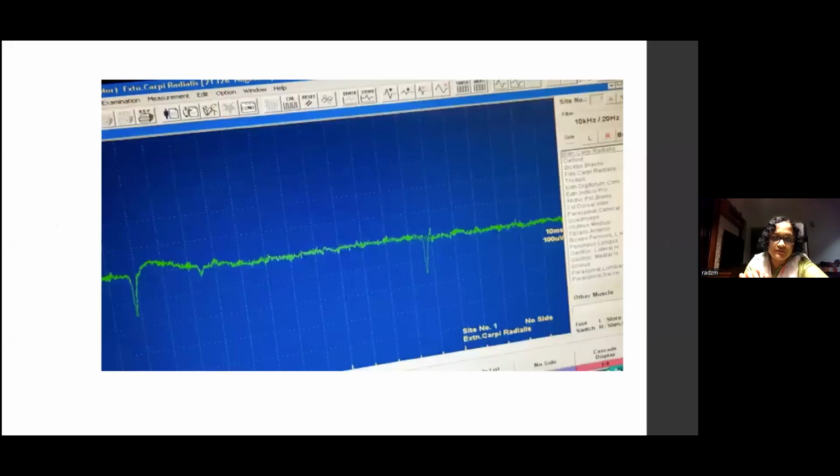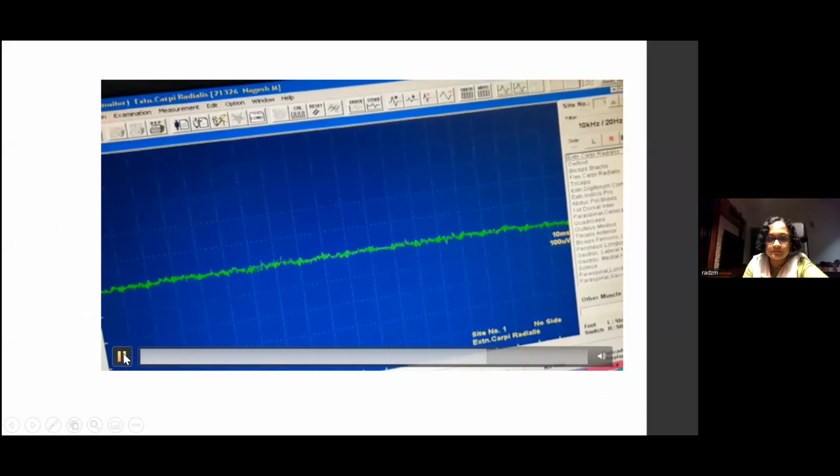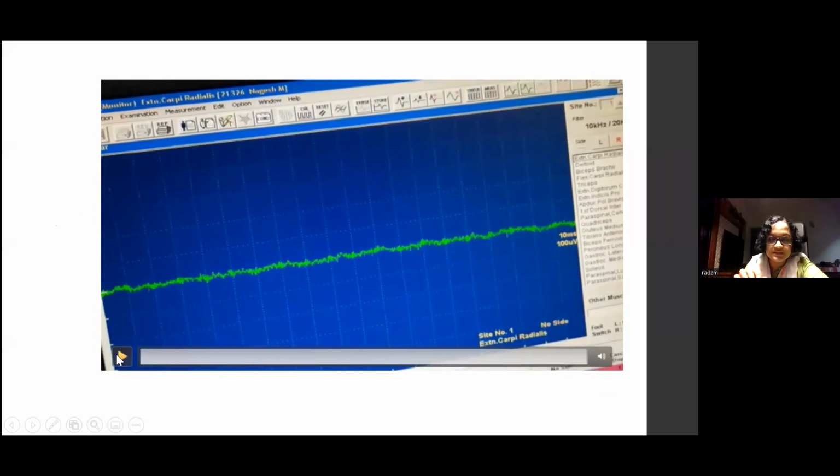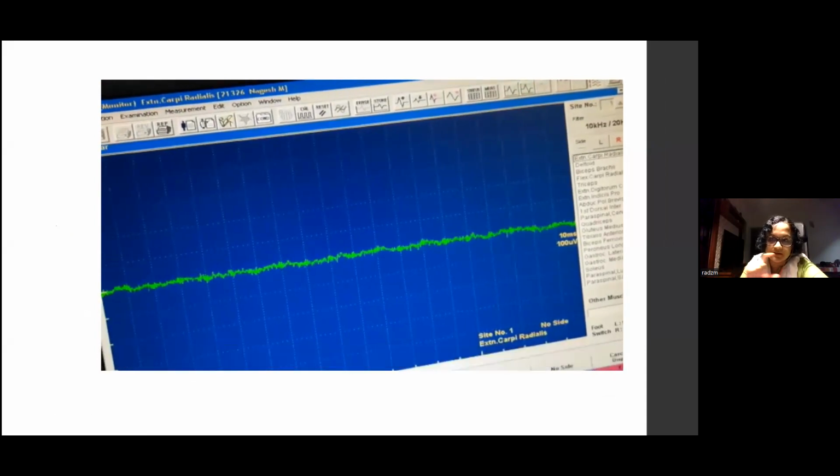So this is a very brief video, just a few seconds, but just to show you that regular firing of the positive sharp wave. You can see the sharp wave here. So that's a lower frequency than what you heard with the fibrillation, and it's a ta-ta-ta-ta-ta-ta. Once more.